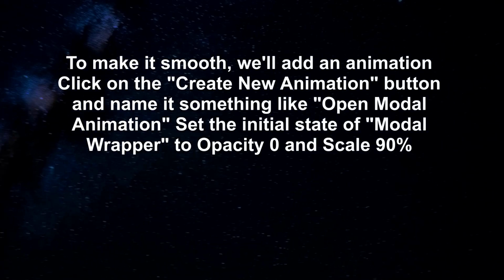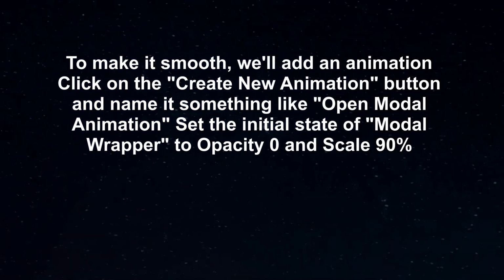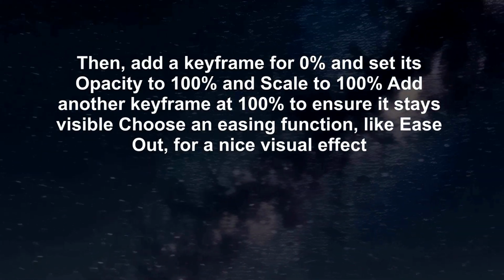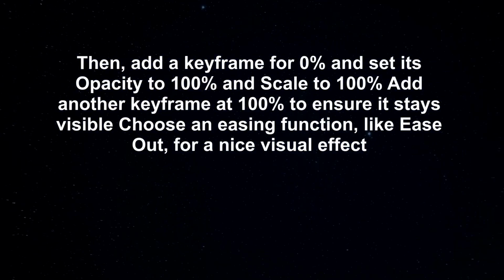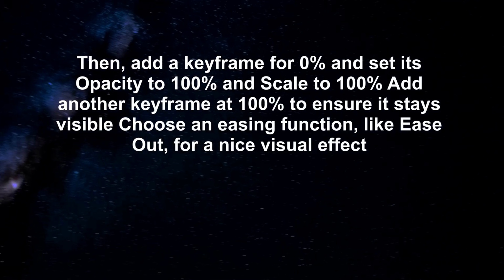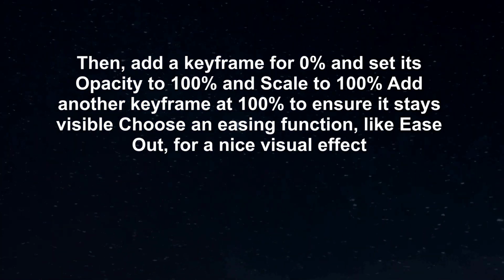Set the initial state of Modal Wrapper to opacity 0 and scale 90%. Then add a keyframe for 0% and set its opacity to 100% and scale to 100%. Add another keyframe at 100% to ensure it stays visible. Choose an easing function, like Ease Out, for a nice visual effect.